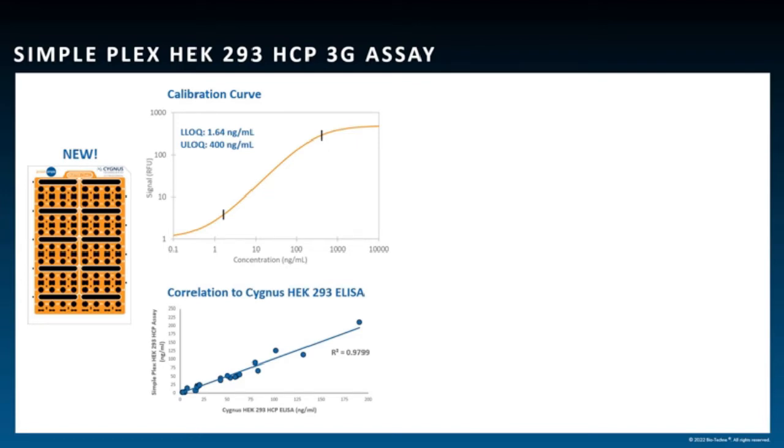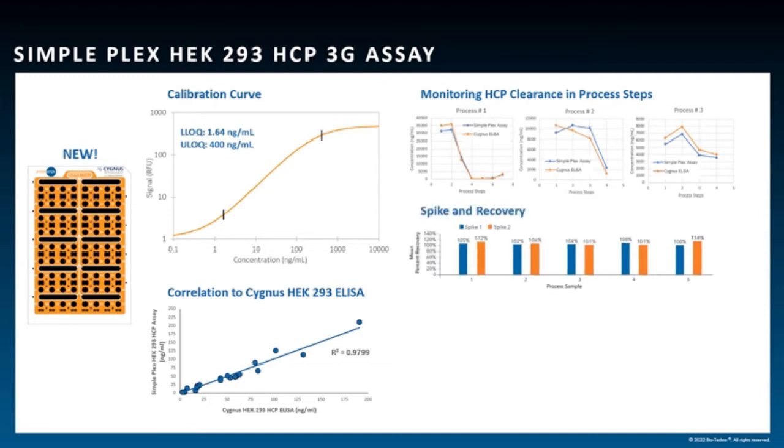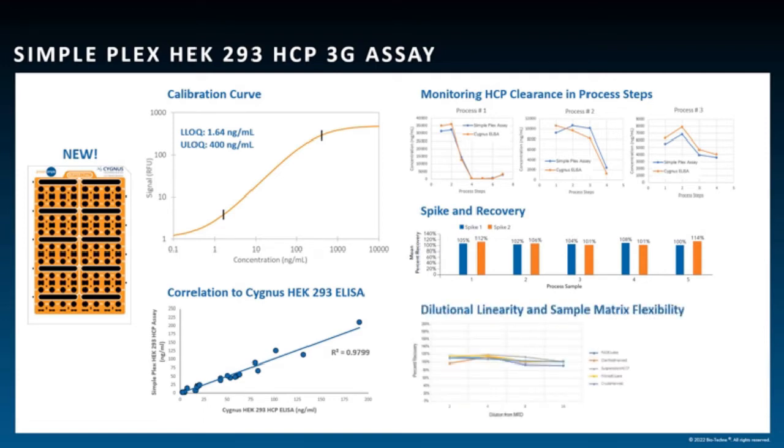Let's now take a look at how the assay performs for monitoring process steps for HCP removal. Looking at 3 different processes, the Simpleplex assay closely mirrors the Cygnus ELISA data, giving further confidence for those already using the Cygnus reagents but looking to move to a faster platform. We've gone on to show that the assay exhibits excellent spike-in recovery across a wide variety of process samples. Importantly, the assay performs well with different sample matrices and has excellent dilutional linearity across the 5 most encountered samples.